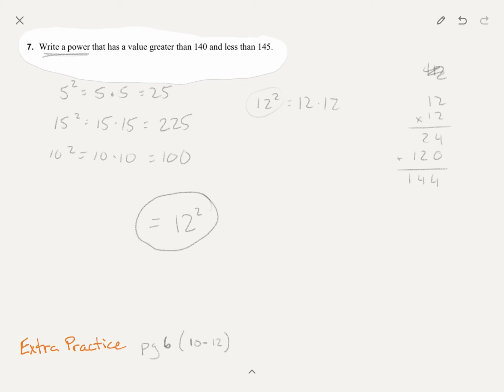Do you want more practice on problems like this? Student Journal, page 6, problems 10 through 12.